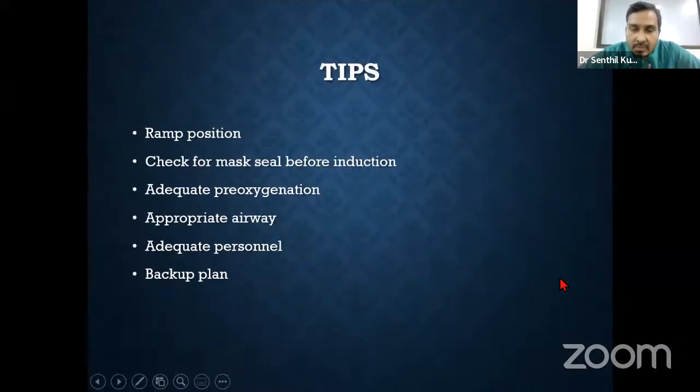So to conclude for the mask ventilation, the tips are, whenever you suspect a difficult mask ventilation, follow these principles. That is RAM position or head elevated laryngoscopy position. That position is very important, not only going to help for intubation, but also for mask ventilation. And it is going to buy more time for the patient to get desaturated. Second, check for mask seal before induction itself. So don't try to choose the mask after induction. It is going to be very disastrous if you encounter some problem.